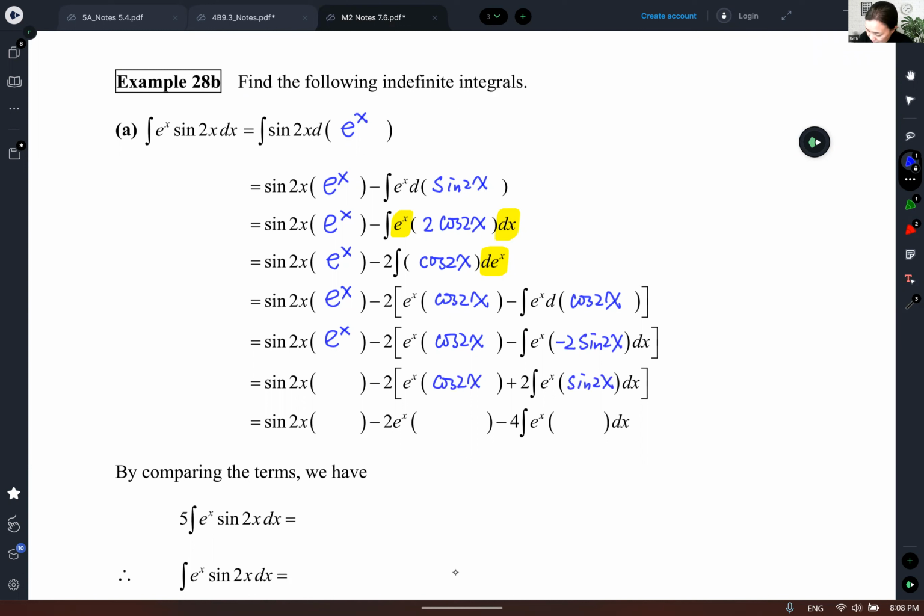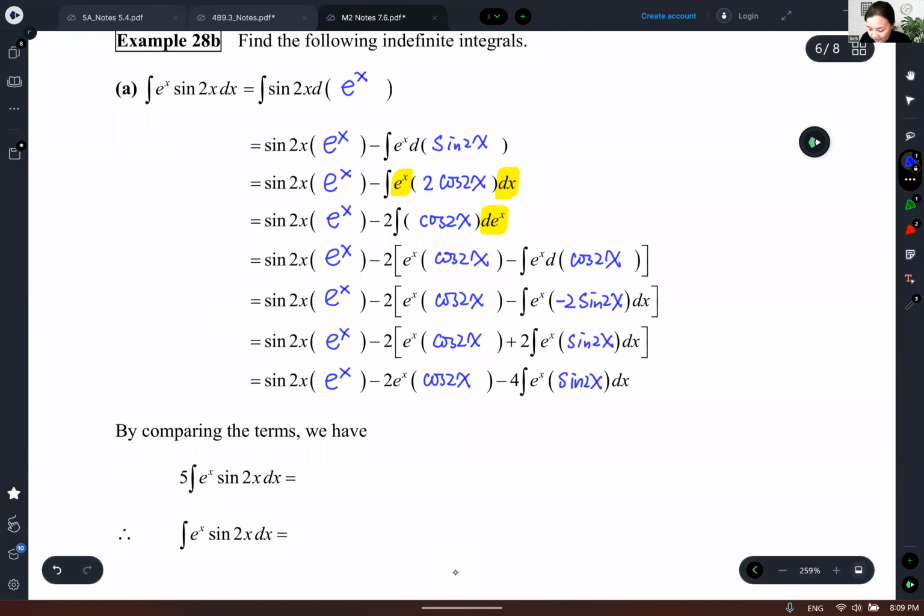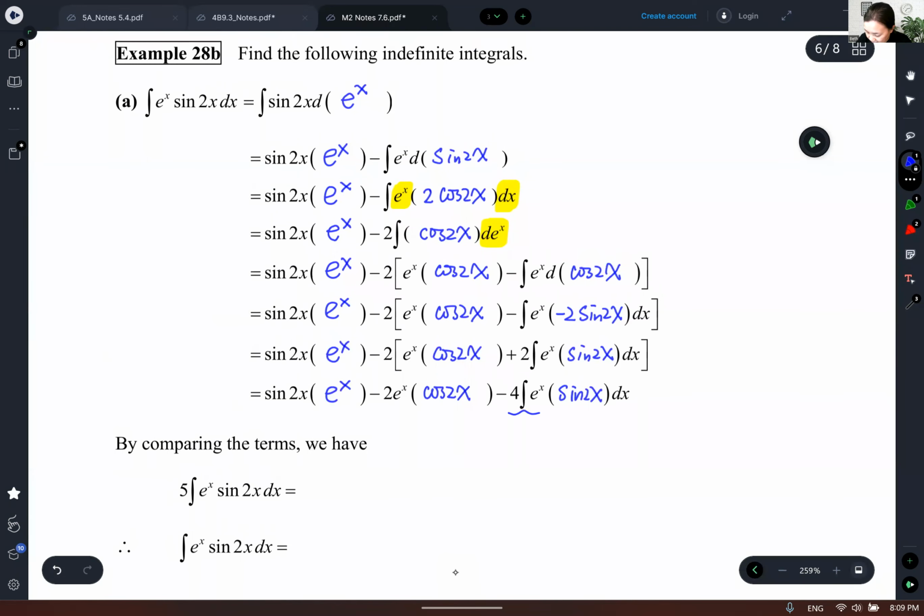Now it looks like I spent quite a lot of time sorting out the coefficients and the signs. And believe me, it's worth it. And then in the end, I'm going to open all the brackets. And I have e^x cosine 2x, and this one is minus 4 times the integral of e^x sine 2x. So in the end, by comparing the like terms, because I have this on the right and this on the left, they are the same term.